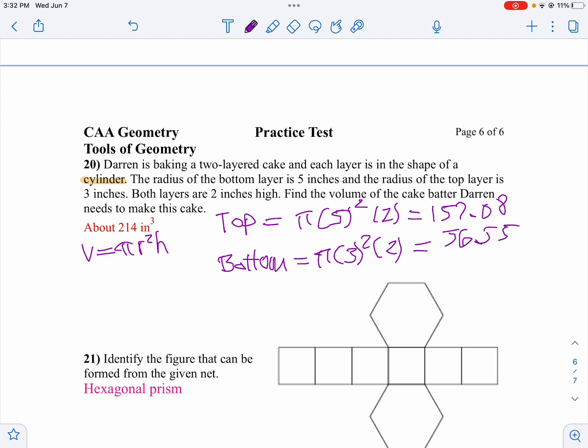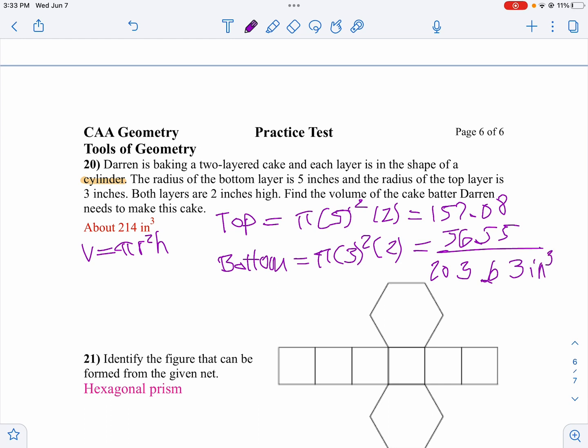Now to find the volume of the whole thing, we just add them up. 8 and 5 is 13. Carry the 1, we get 6. 7 plus 6 is 13. Carry the 1. And we get about 203.63 cubic inches.